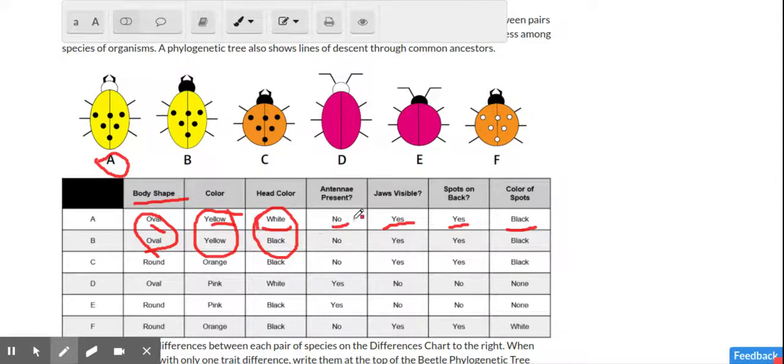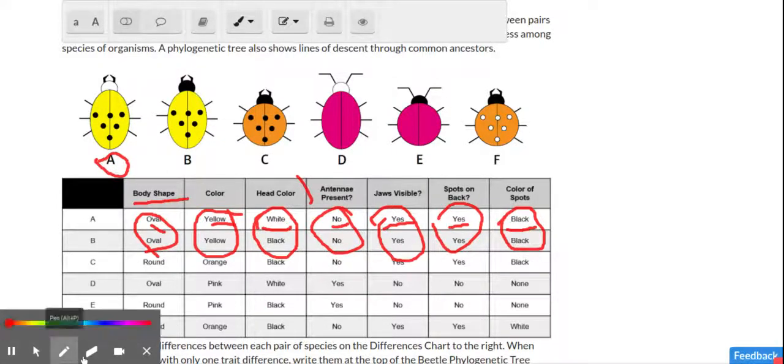The antennas present are the same? No. Jaws visible? Yes. Spots on the back? Yes. Color of the spots? Black. So we can see from filling out the chart that we have one difference on the head color. A has a white head color and B has a black head color.